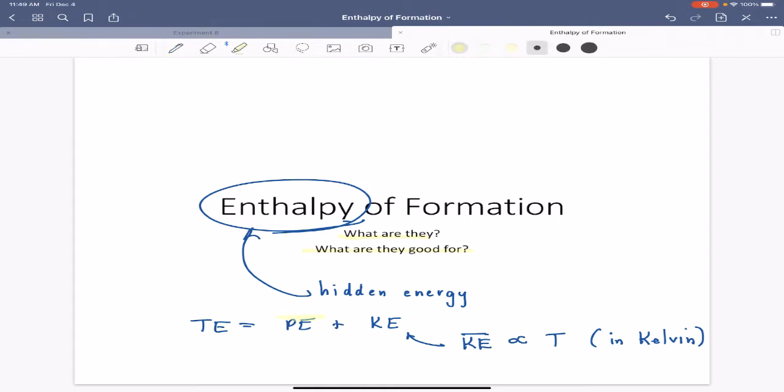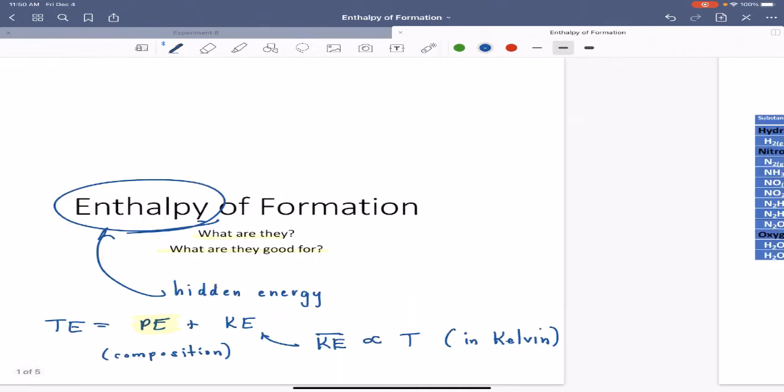But potential energy changes have to be figured out indirectly. Potential energy is the hidden energy I'm talking about here. It is the energy by virtue of position or composition. And in chemistry, we're considering composition. And then when composition changes, there are changes in potential energy. When chemical reactions occur, there are changes in potential energy.